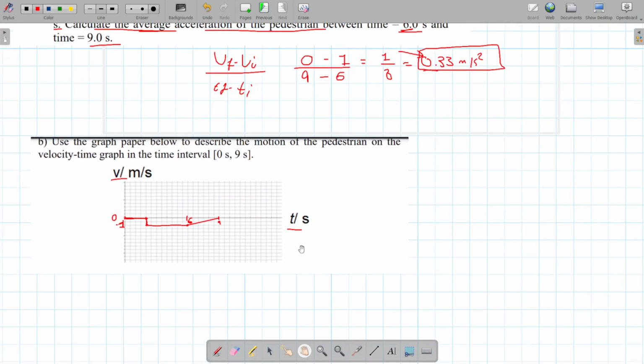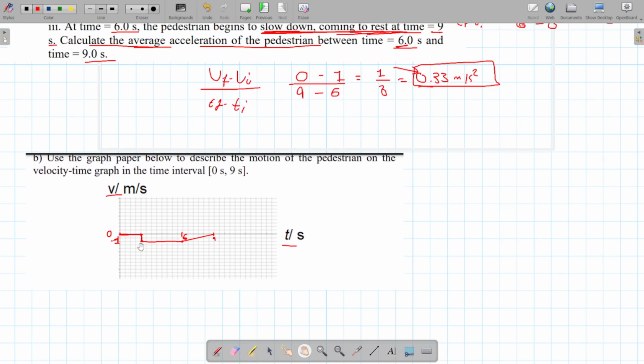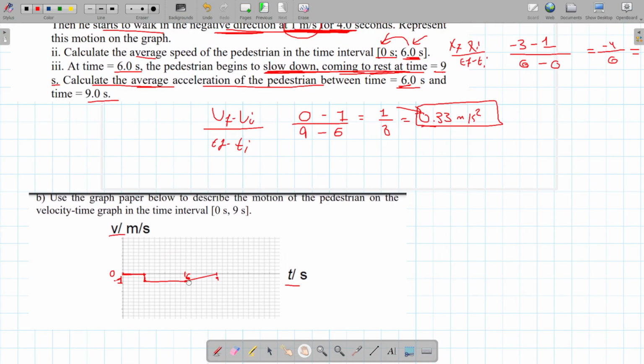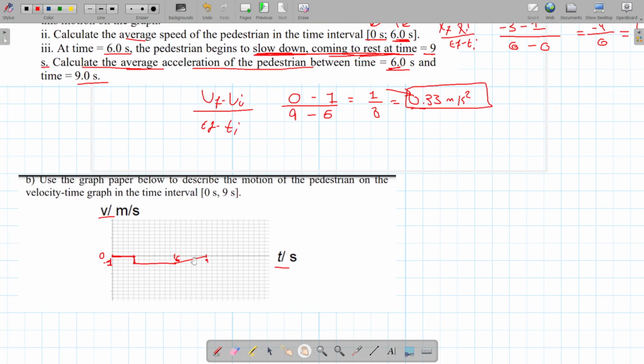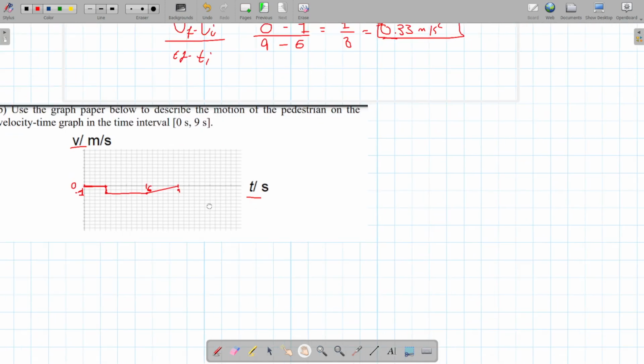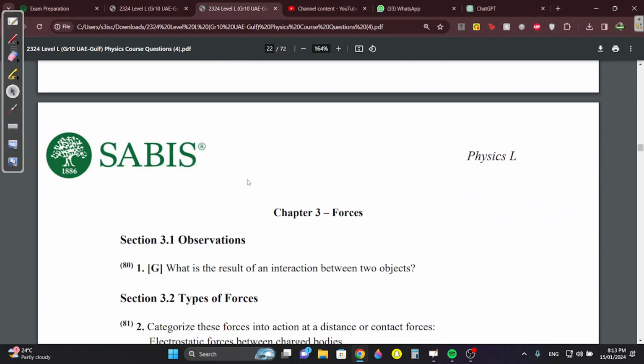First we started at 0 because we weren't moving. Then after that we said 1 meter per second in the negative direction, so it goes down to negative 1 for 4 more seconds until we reach 6 seconds. Then he started slowing down until he reached 0 slowly. So we start decelerating in a straight line like this. Like this we've finished, I think question 34, right?